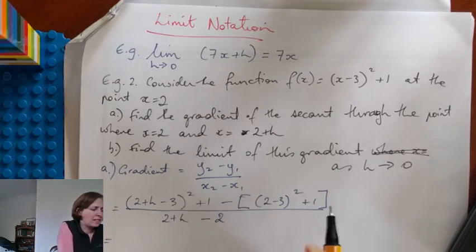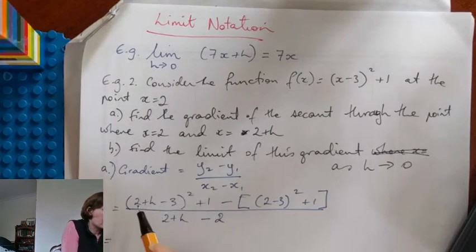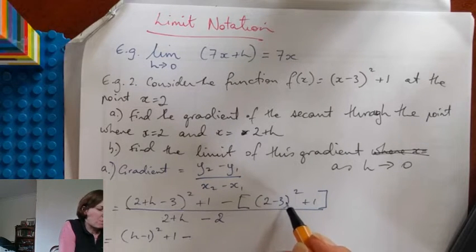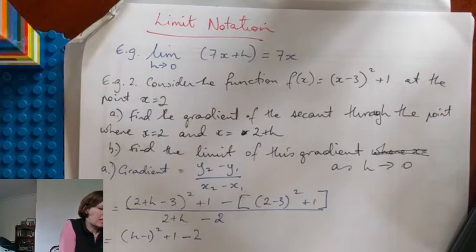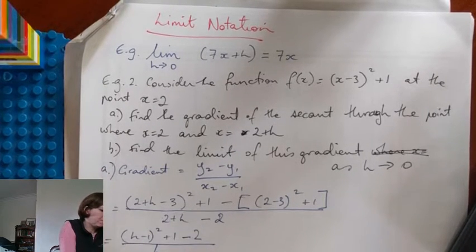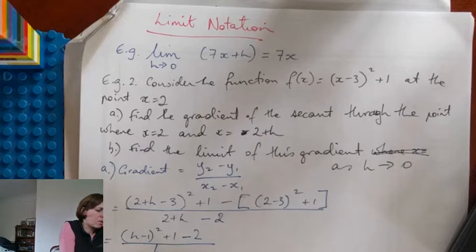Now I just need to expand and simplify, so I'll just quickly go through that. So I've got 2 plus h minus 3, that gives me (h minus 1) all squared plus 1. Subtract, that'll be negative 1 squared, which will give me positive 1, plus 1, it's going to be all minus 2, over 2 plus h minus 2 gives me h. Let's expand this bracket. I get h squared minus 2h plus 1. And then I've got another plus 1 minus 2 all over h. This plus 1 and plus 1 minus 2 is going to cancel.